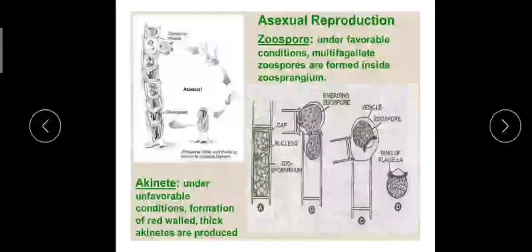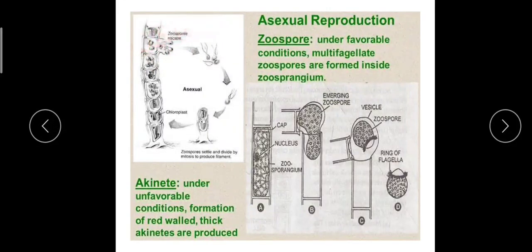Each akinete is formed from a single cell. Each cell transforms into an akinete, and when the favorable condition occurs, it germinates to form a new plant. So that is about akinete formation.